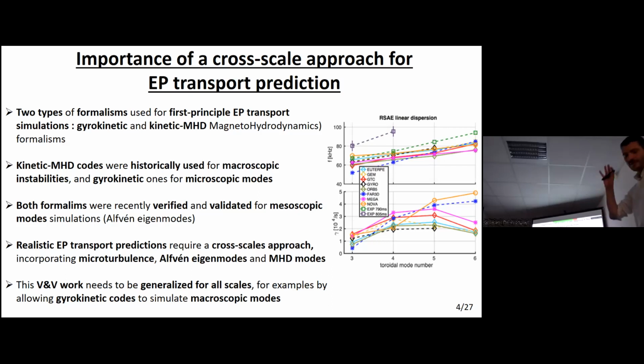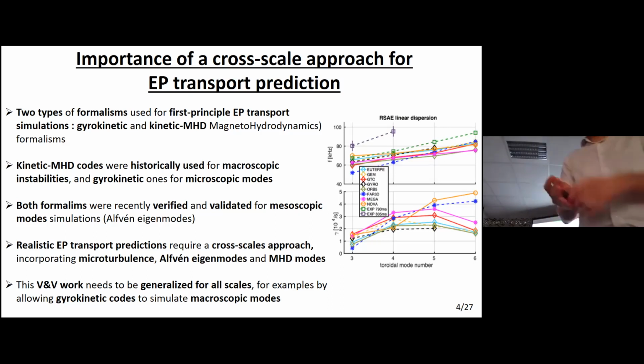But in order to have realistic EP transport prediction, we need to incorporate all of those different scales, so macroscopic, mesoscopic, and microscopic, on equal footing, because all of those different instabilities can interact with each other to generate a new kind of EP transport. So the V&V that was carried out here for the mesoscopic modes needs to be generalized for all kinds of modes, so that we can end up with a formalism that can treat everything. For example, we can allow gyrokinetic codes to simulate macroscopic MHD modes accurately.